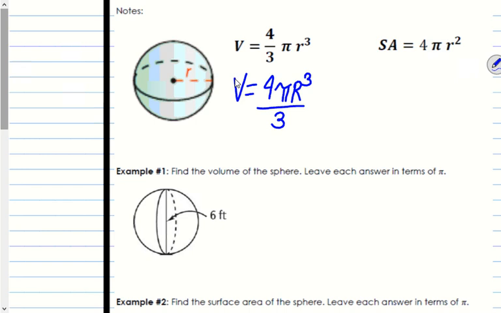Surface area is 4 pi r squared. We know that area is pi r squared, so surface area is 4 pi r squared because it's the area of the entire surface. Let's go and do some examples.